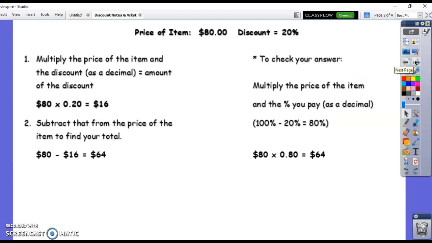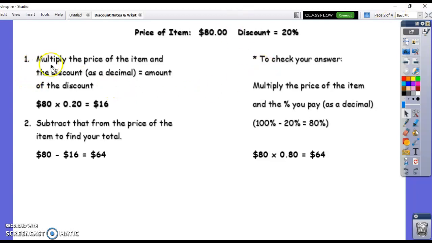Okay, so here let's look at the example on your notes. The price of an item is $80 and it says that there's a 20% discount. Okay, so that means that you're going to pay 20% off of $80. So it's exactly the same as finding tips and tax. Instead of adding it though, you're going to subtract it.